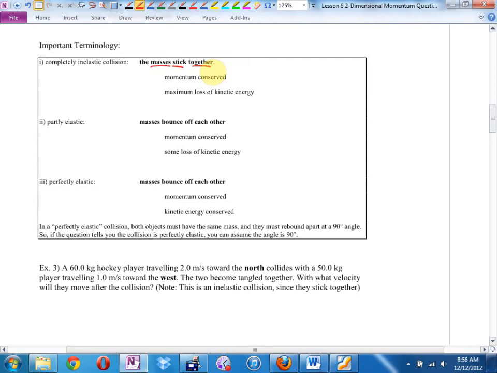In a completely inelastic collision, momentum is conserved. By the way, is momentum conserved in the next one? Say yes. Is momentum conserved in the next one? Yes. Really, momentum's always conserved. Okay. And you lose kinetic energy. For what it's worth, that's the maximum loss of kinetic energy.